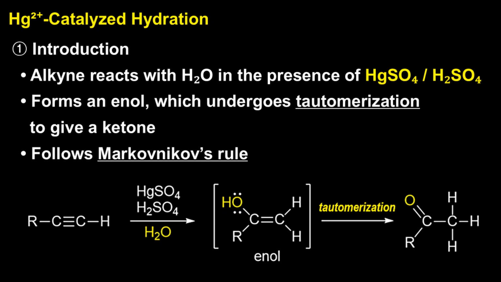Now, one key feature of this reaction is regioselectivity. It follows Markovnikov's rule, which means the OH group ends up on the more substituted carbon of the triple bond. So just to sum it up real quick, mercury-catalyzed hydration of alkynes gives you ketones, and it happens through an enol intermediate that rearranges automatically.